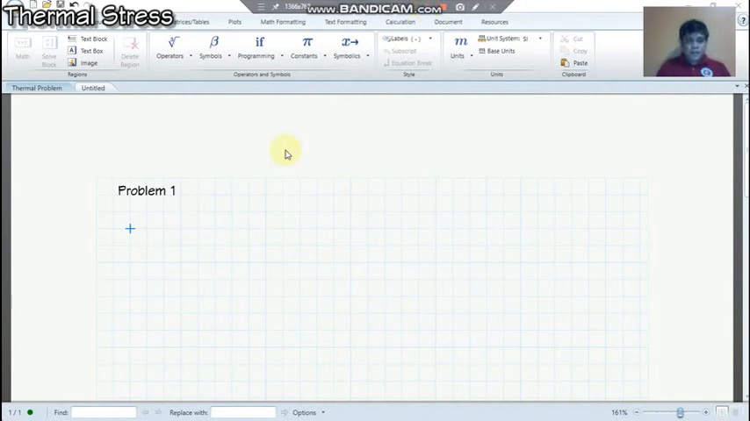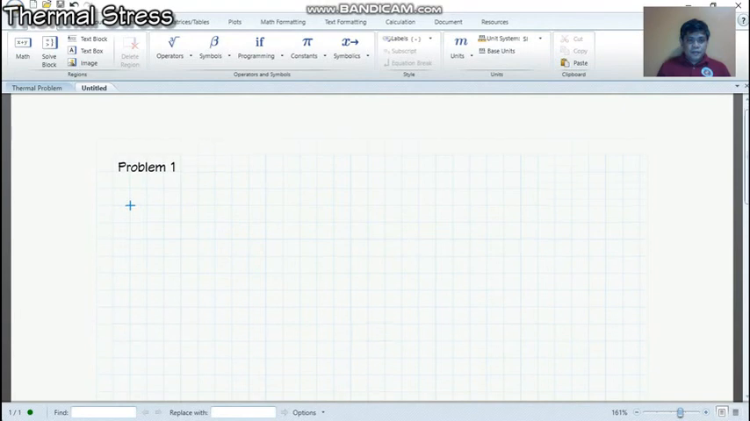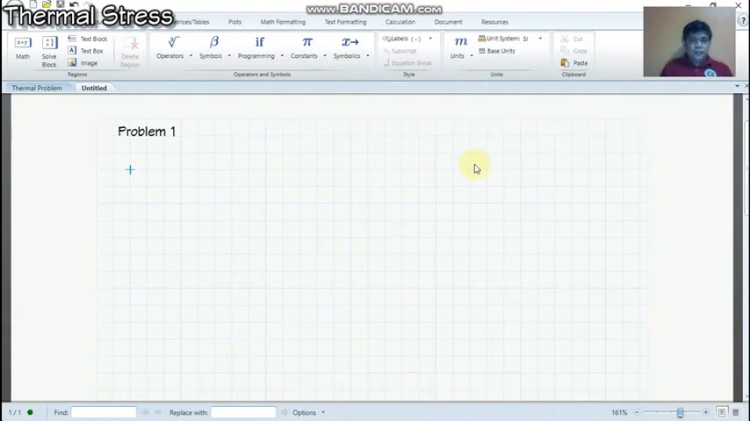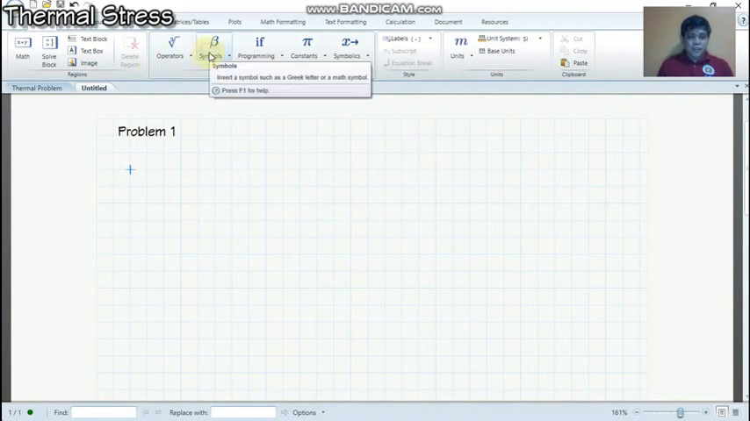Okay, so we're already in our MATHCAD worksheet. So we'll begin now solving the problem. So first, we'll define our variables. So that definitely we'll have the deformation due to the temperature change.